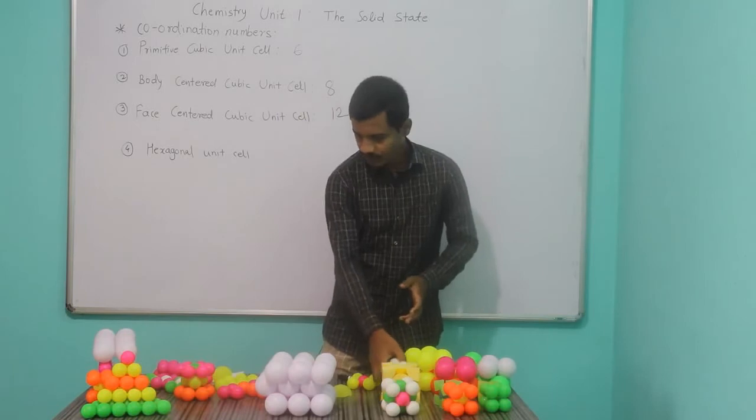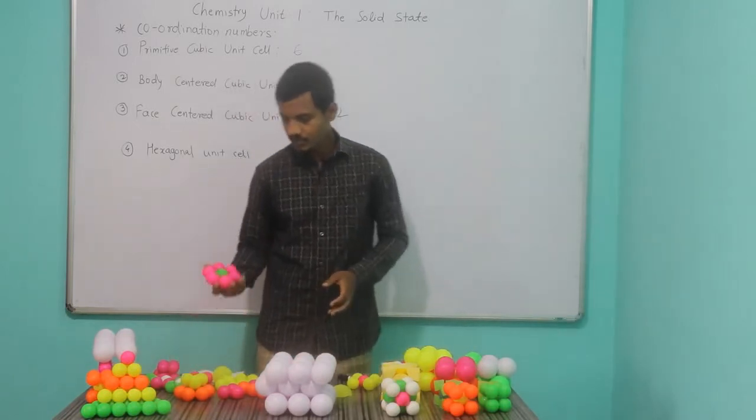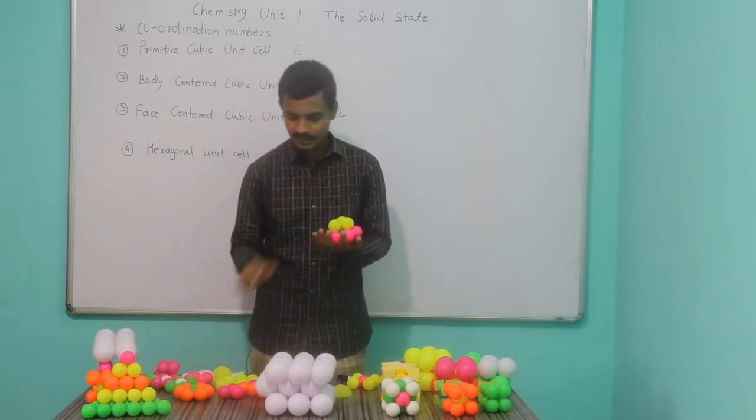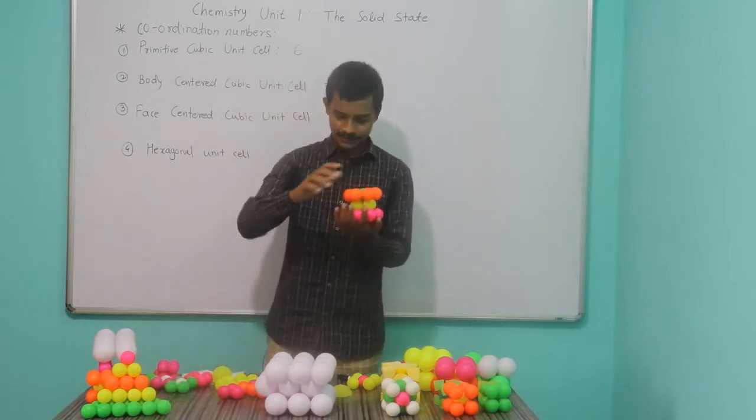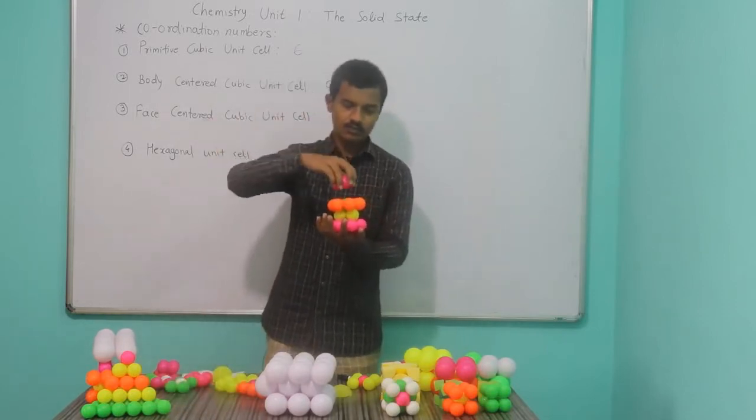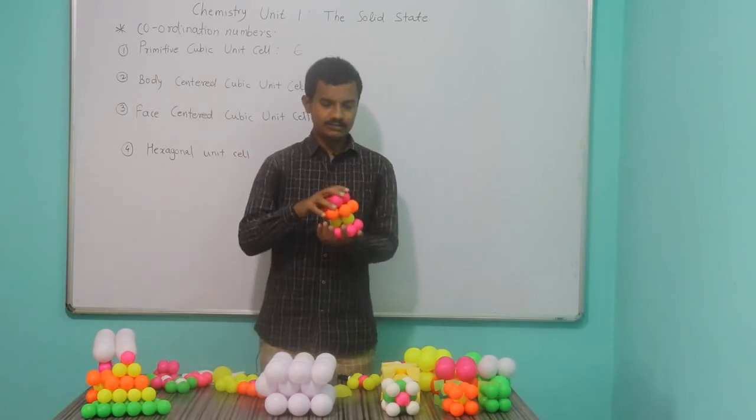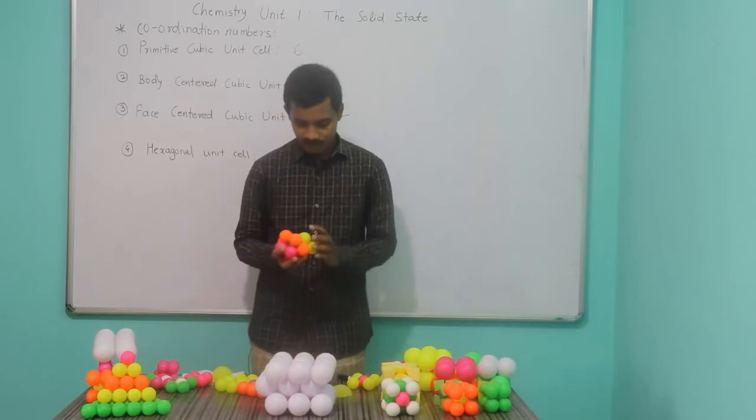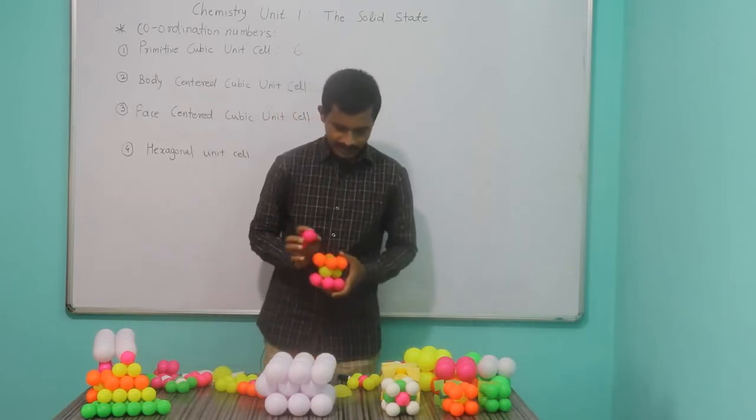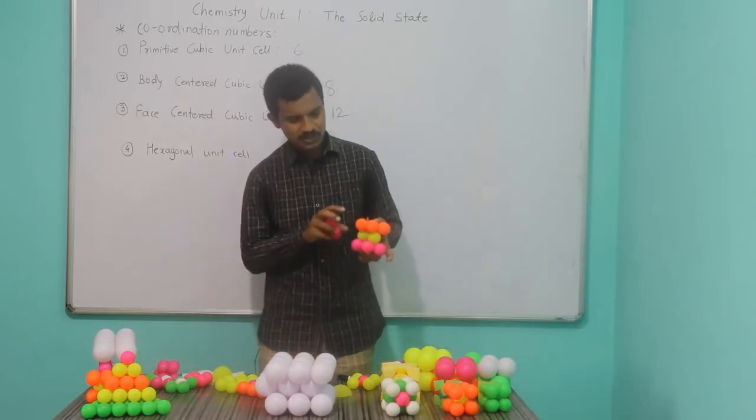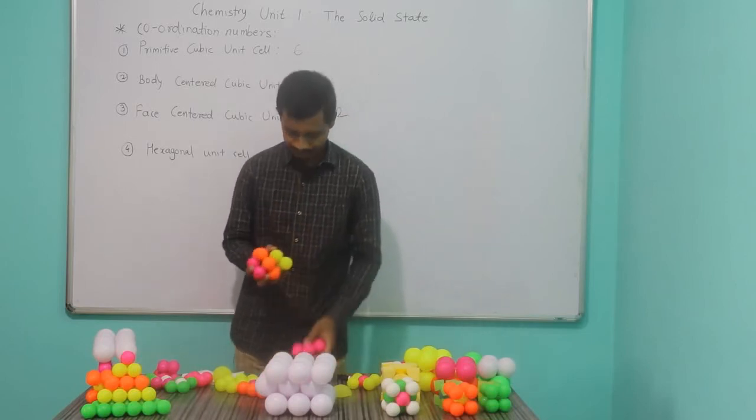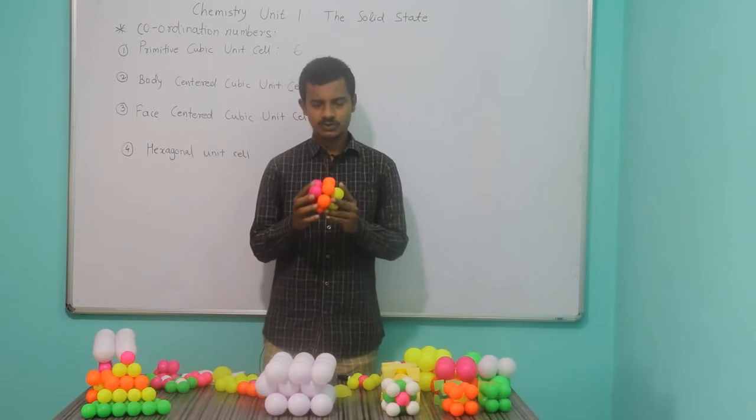Okay, for the hexagonal unit cell, look at this structure. This is one layer, then this is another layer, and this is the third layer. Above that I can keep one more layer. In this way the hexagonal structure is formed. Now if I take it like this, then again this is quite difficult to understand, but if I take this layer and remove the lower layer, then it will become easy to understand.